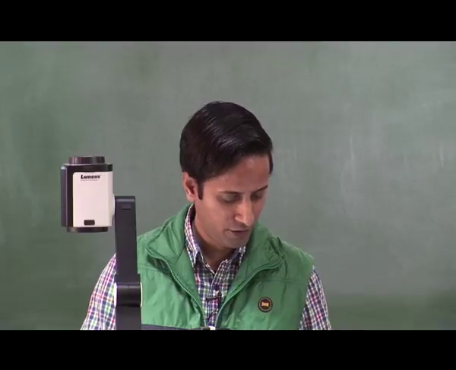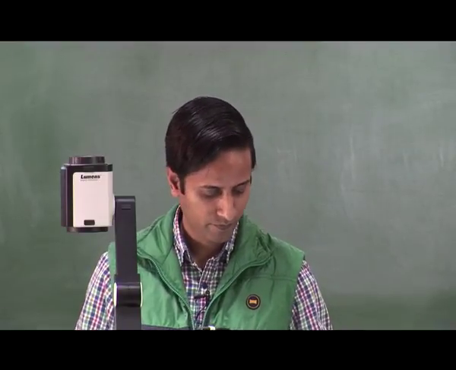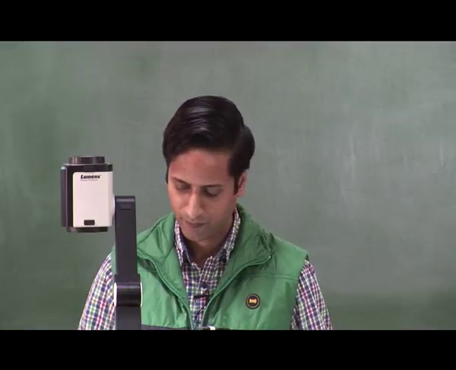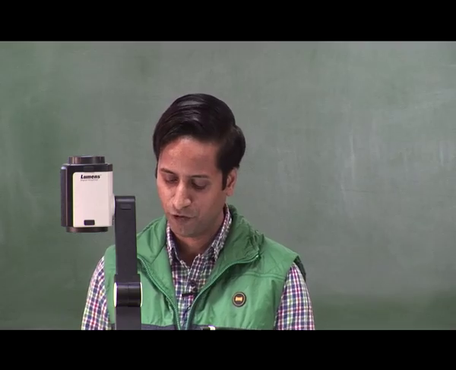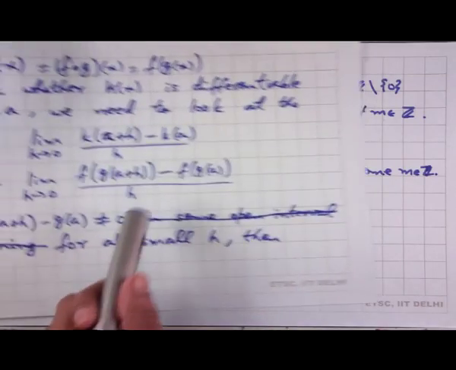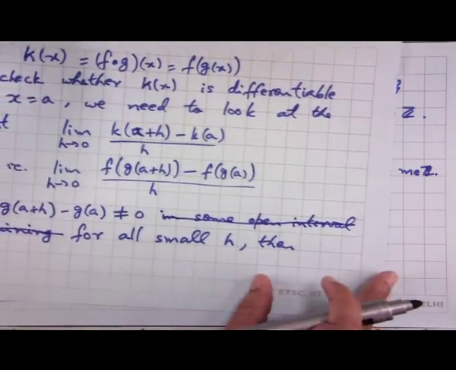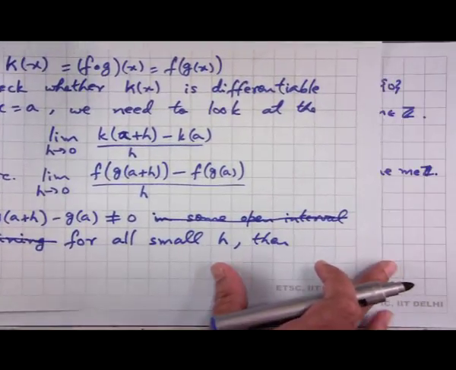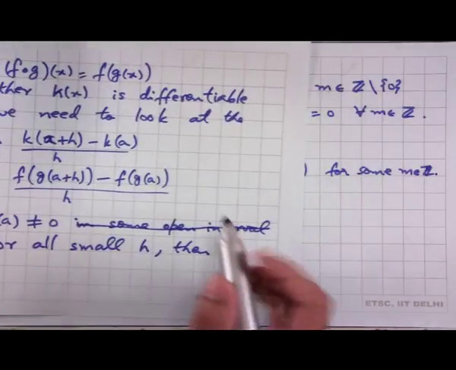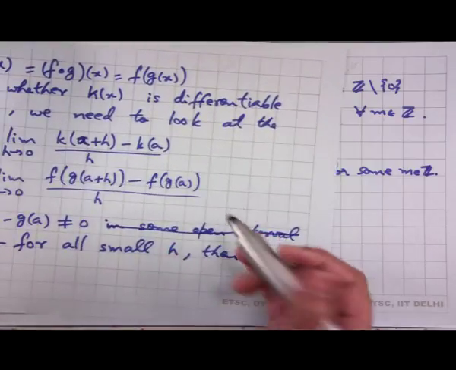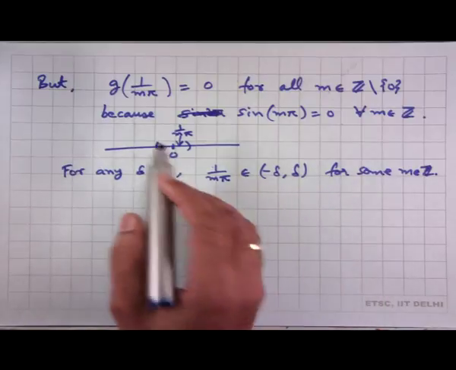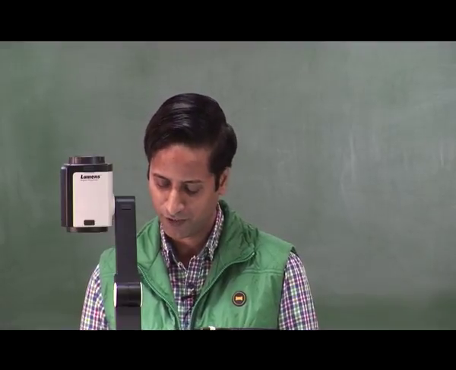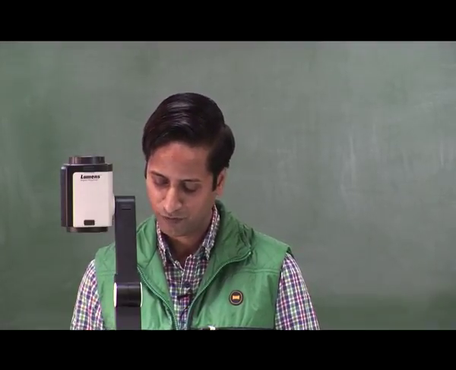I mean, you might think that to prove this, it is enough to do this for when g of a plus h is not equal to g of a, and think that if g is not constant, then it must happen that in a small enough interval g of a plus h is not equal to g of a, but that is not true. This example shows that.